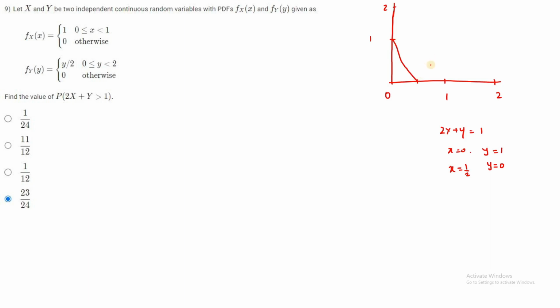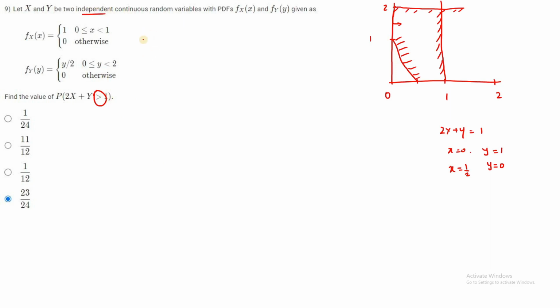Okay, so now what are the ranges of y? Y is greater than 0 and less than 2, so y will be less than 2 here. Okay, what about x? X is greater than or equal to 0, so in this particular direction, and now it is less than 1 in here. This will be the limit of x and y. So this is the region where we need to find out the probability, right? Since the greater than symbol is given, this is the desired region.